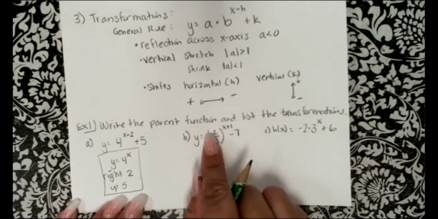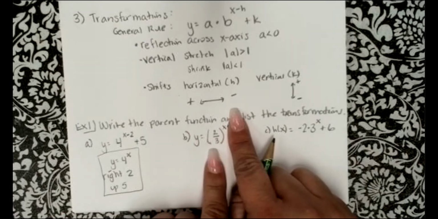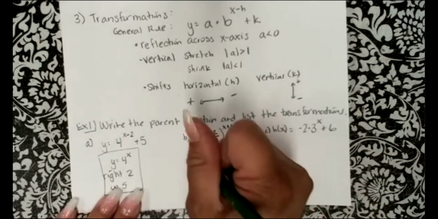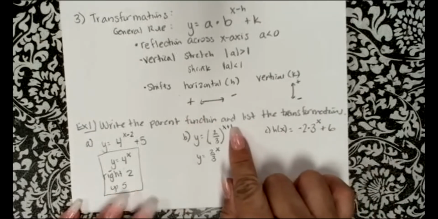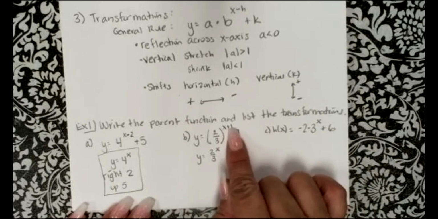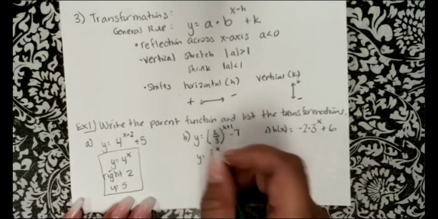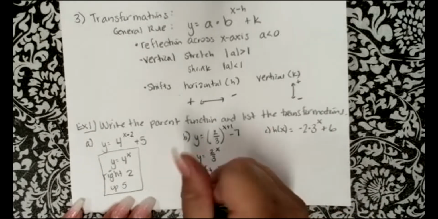So right here, your parent is, there's the exponent. It's whatever the base is raised to the exponent. So that's going to be a 2/3 raised to the x power. The positive 1 is grouped with the x. So that's going to be the left and the right. So that's going to be a left 1. And the minus 7 goes down 7.